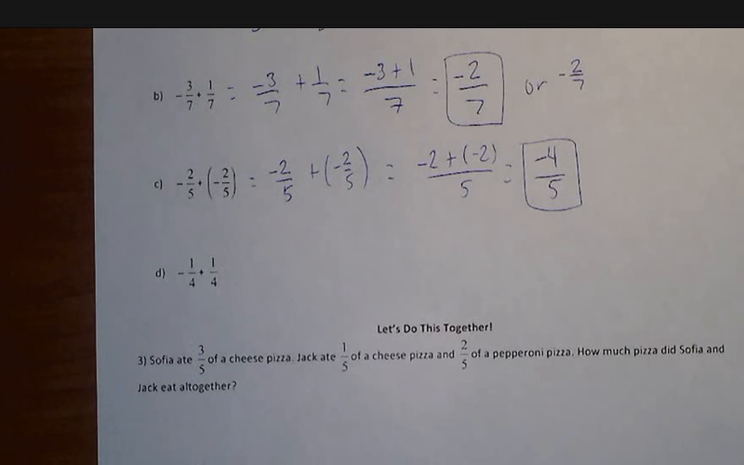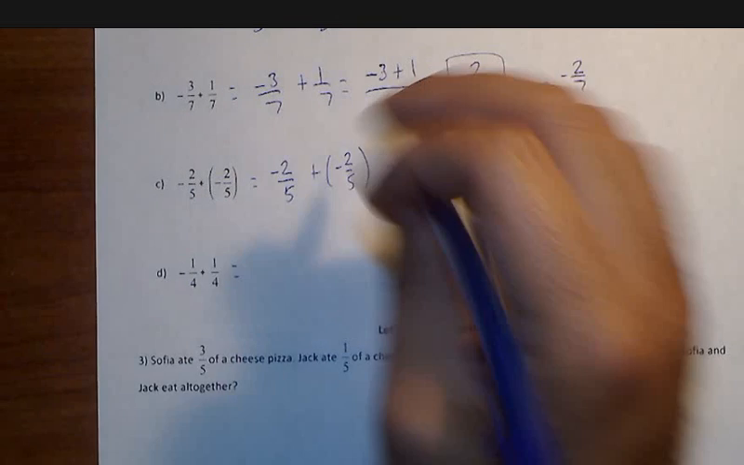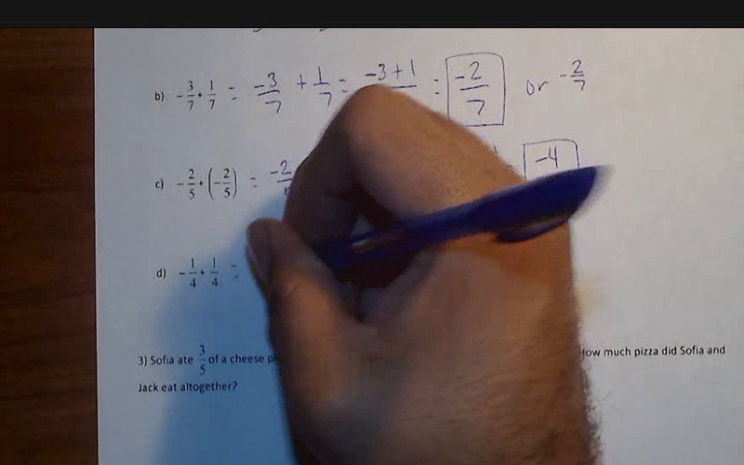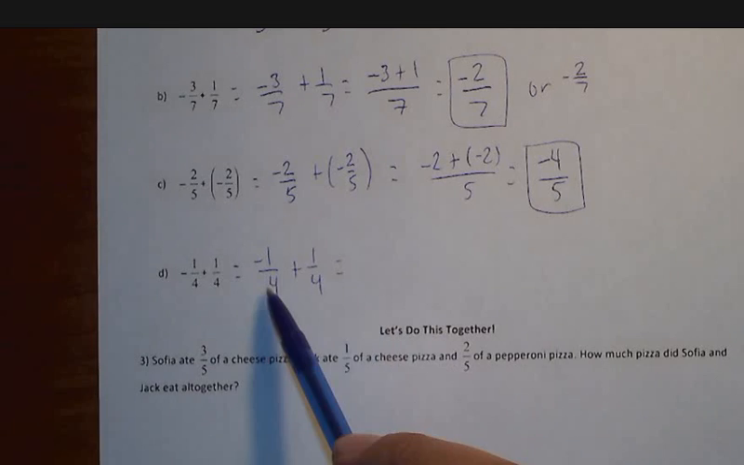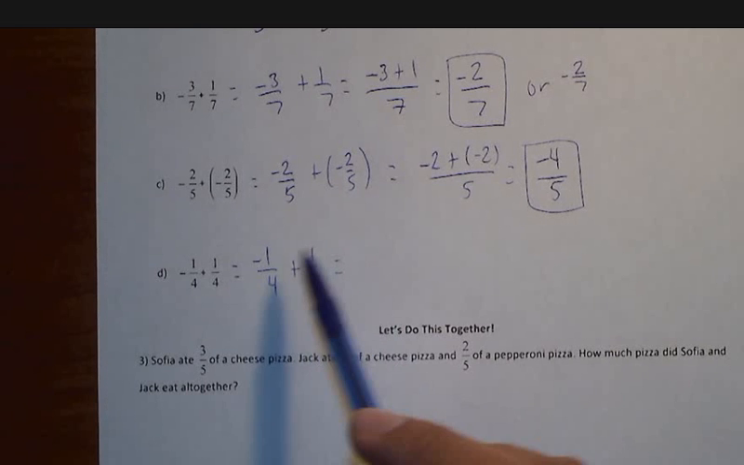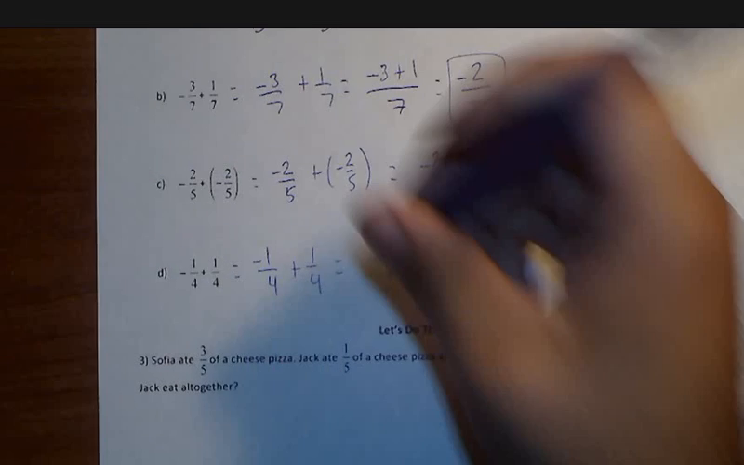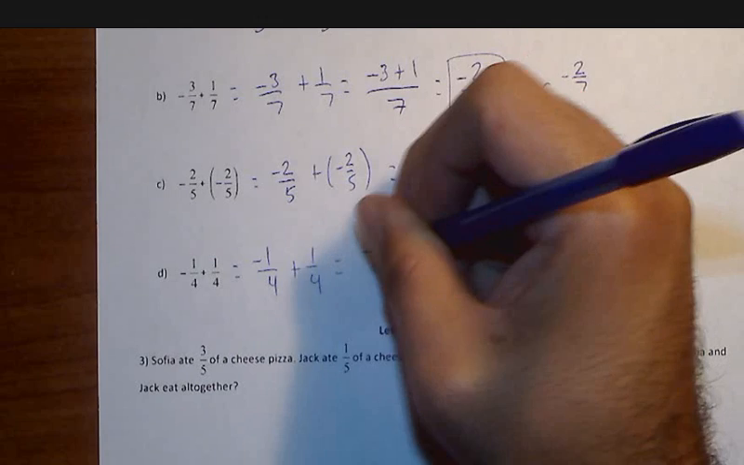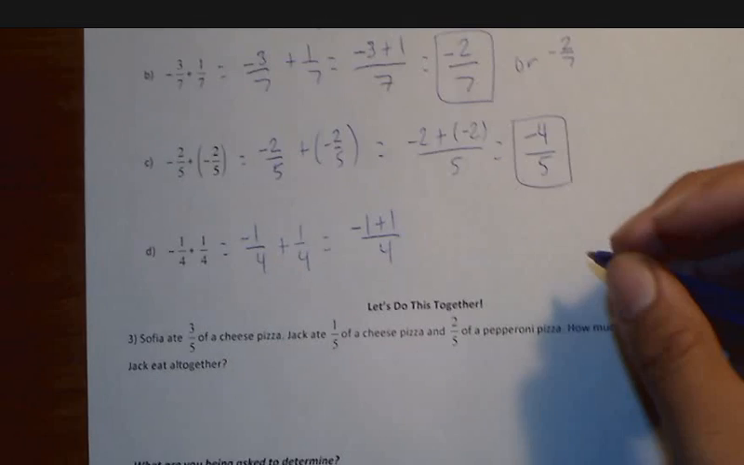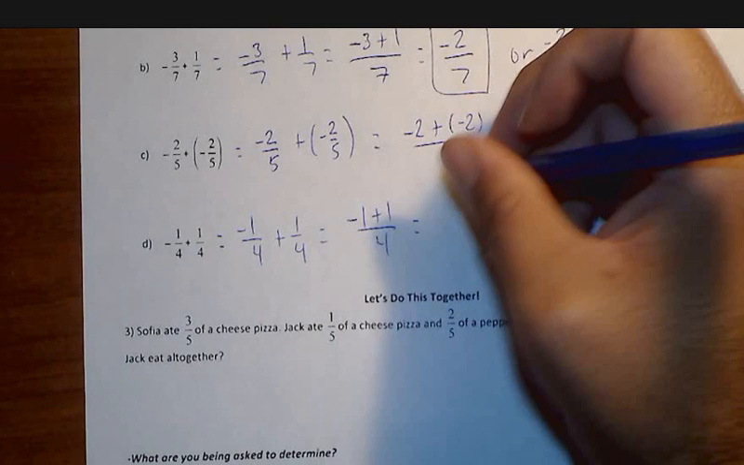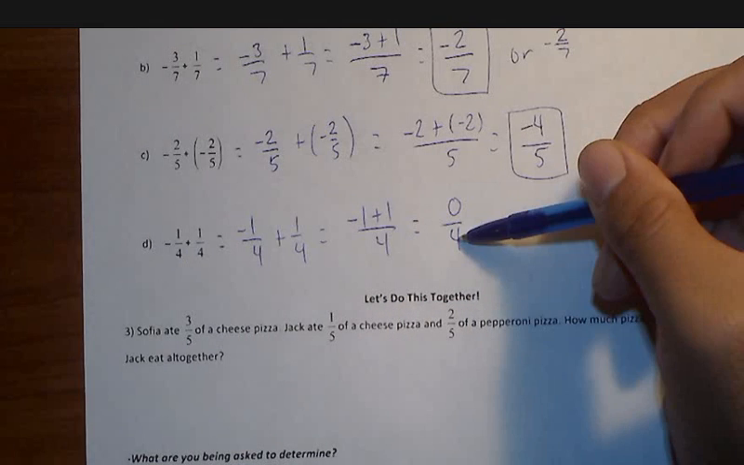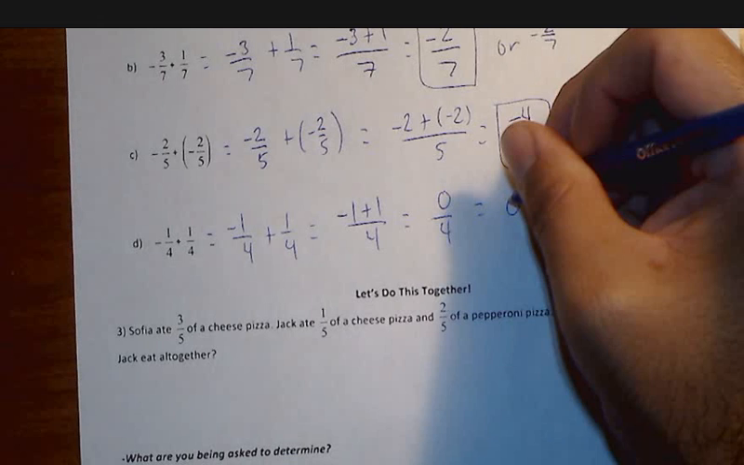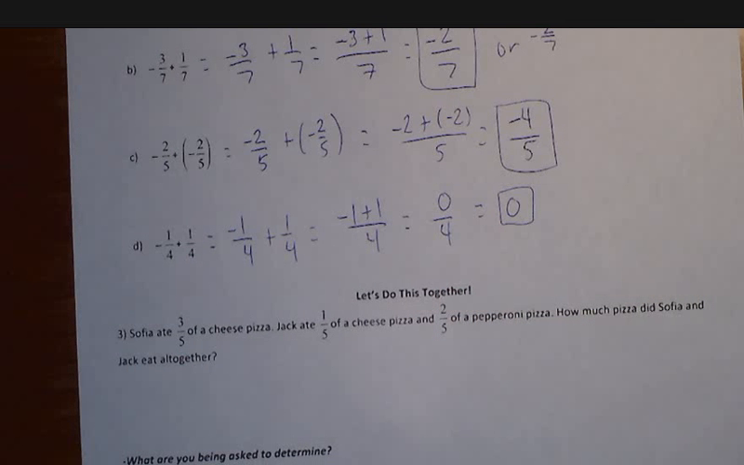I'm going to rewrite the problem as -1/4 plus 1/4. I notice that I have the same sign, therefore I add the numerators together. -1 plus 1 over 4. -1 plus 1 gives me 0 over 4. 0 divided by 4 is 0, because 0 divided by any number always gives us 0.